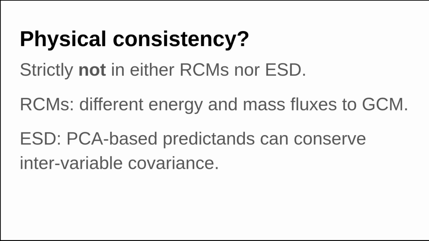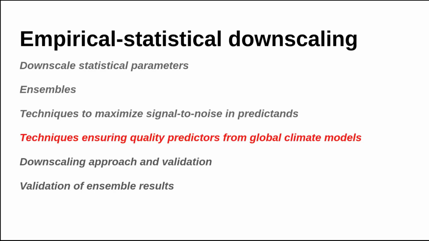In empirical statistical downscaling, the principal component analysis-based predictors can conserve the intervariable covariance, or the spatial covariance structure, in the predictands. So they actually can provide some consistency. Next, I want to talk about techniques to ensure the quality of the predictors from the global climate models.